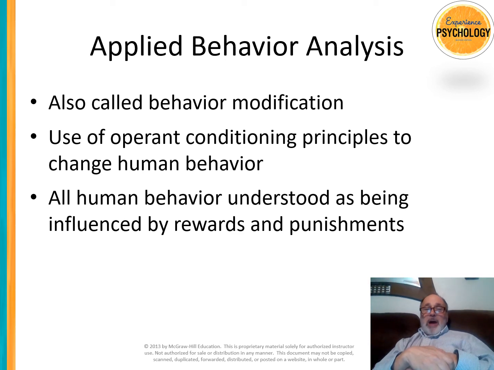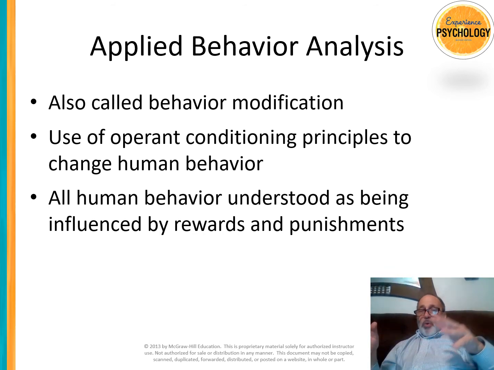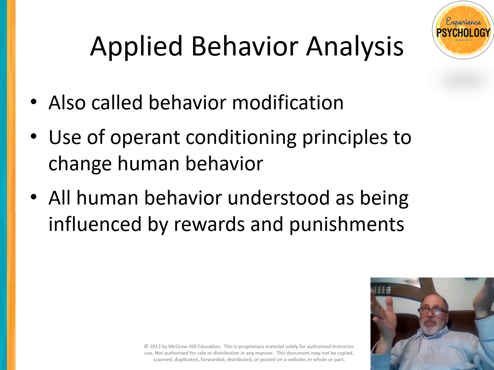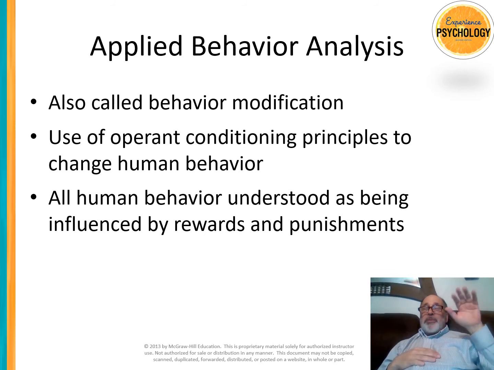The use of operant conditioning principles to change human behavior. All human behavior is understood as being influenced by rewards and punishment. So if something at one time punished somebody by it happening, now we want to reward somebody to desensitize them to that. If something was a reward, then we have to send punishment.